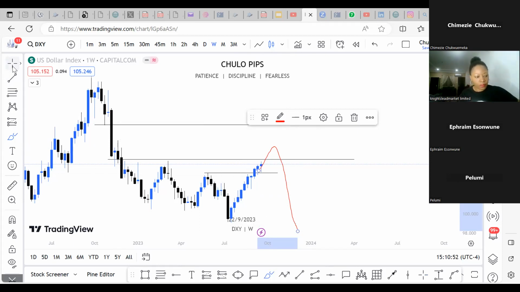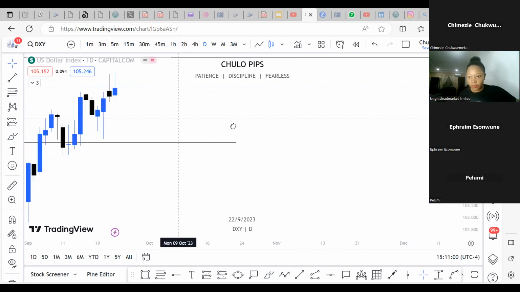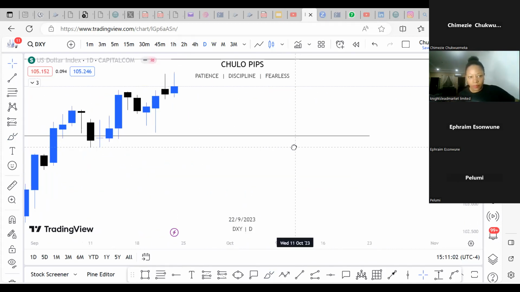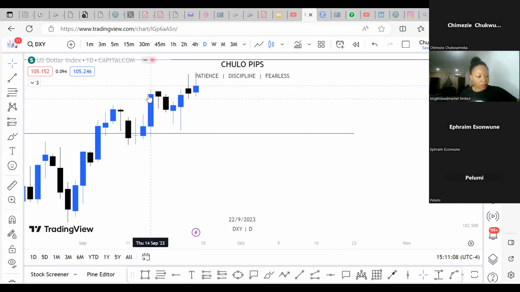So now let's continue. I move down to the daily. Let me see what's happening in the daily. And here from the daily, I zoom in very well. From the daily, I can see this daily FVG here. Remember last week, if you're on the call last week, we said that price is going to fill this daily FVG before moving up. And look at what happened.